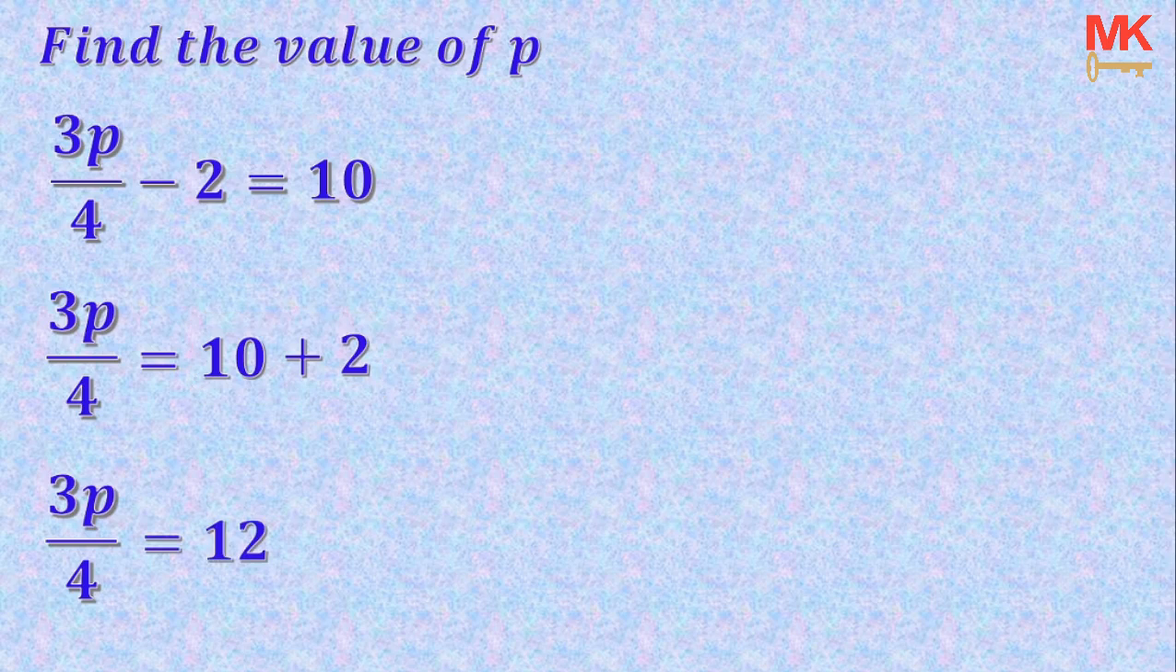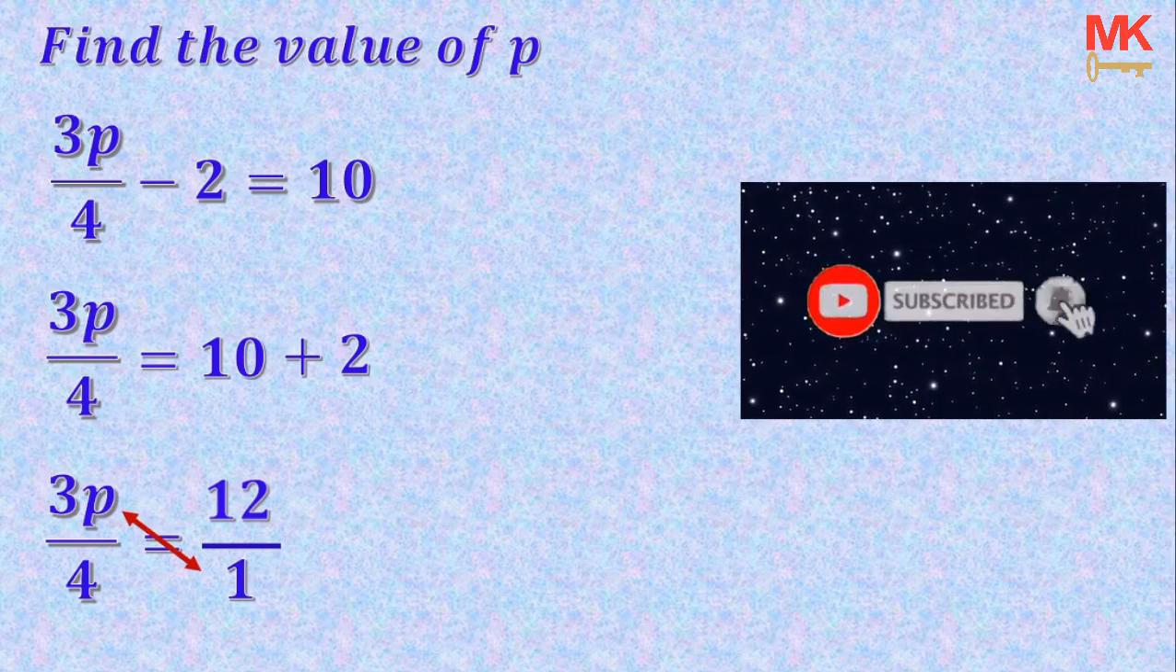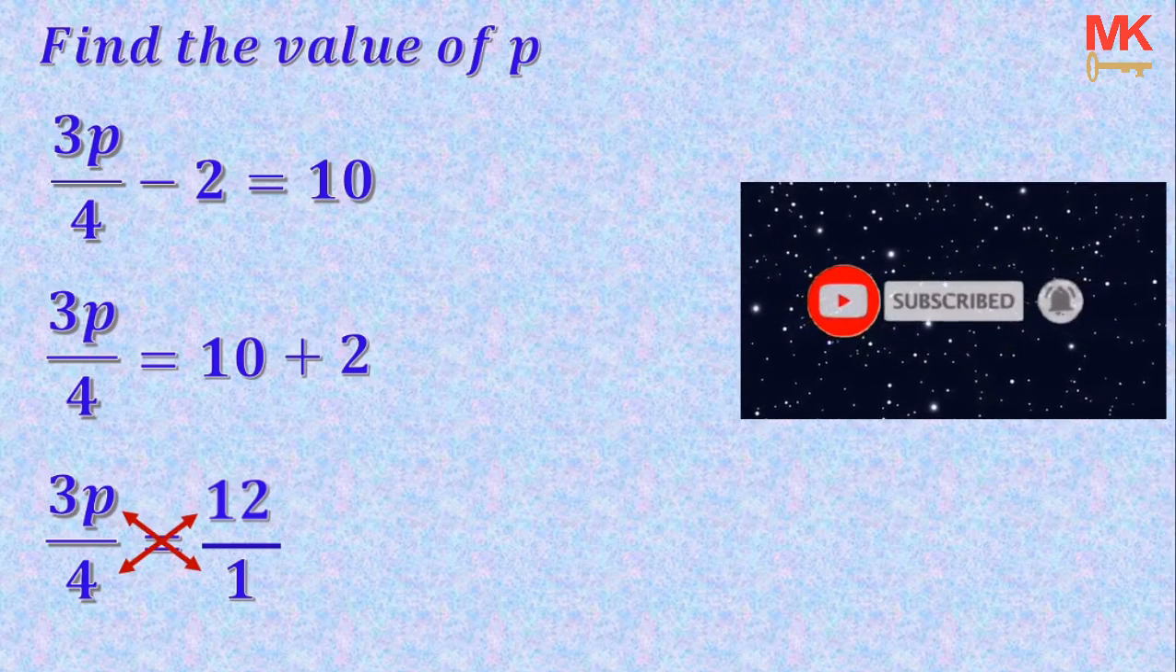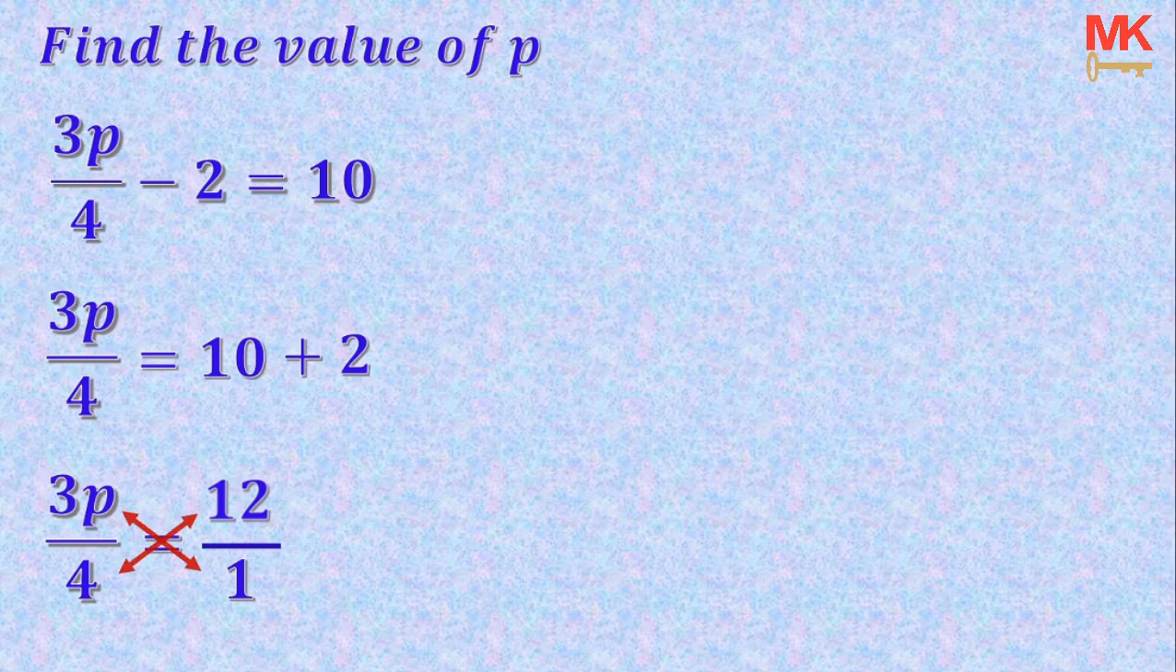Take note that every number or letter written without a denominator has an invisible denominator of 1. So what we are just going to do here is to bring up our 12 and introduce that invisible denominator. At this point, we're just going to cross multiply. That is to say, the 3p will multiply the 1 and the 4 will multiply the 12. Alright? Okay, so let's get started and see how this is done.